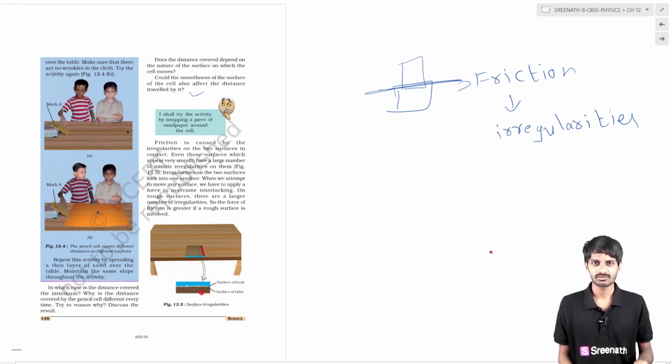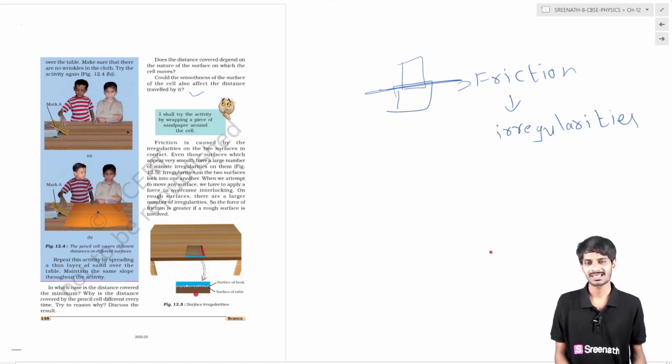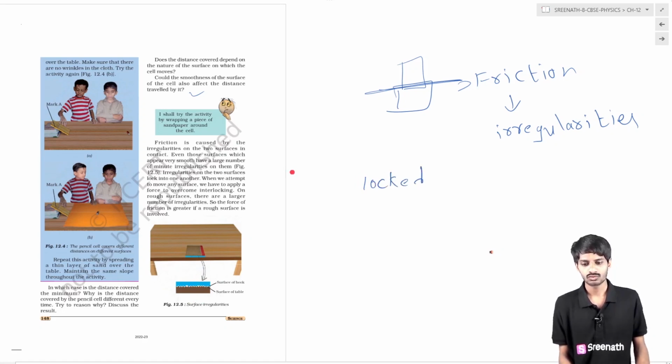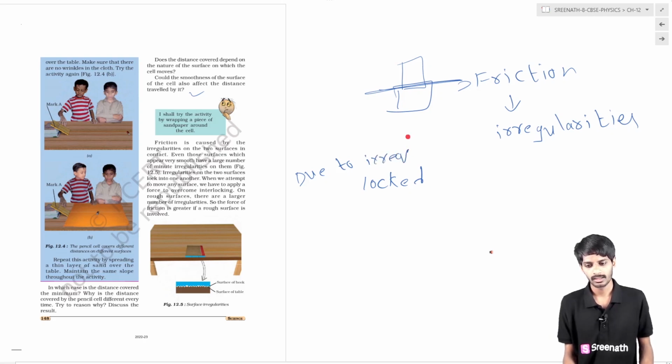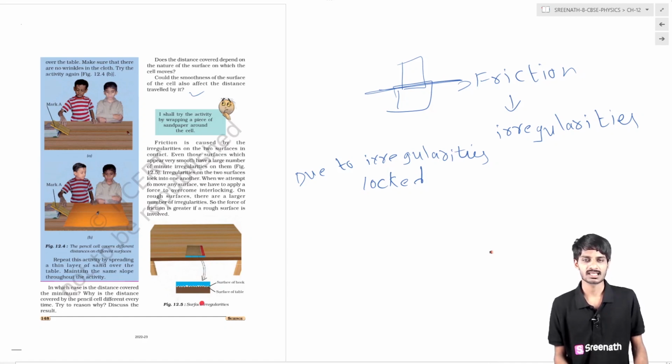Basically, why does friction force act? Due to these irregularities, these two surfaces are locked in. Locked due to irregularities. The two surfaces which are in contact are locked, so we have to apply some force to overcome it, to unlock the two surfaces. That force required to unlock these two irregularly locked surfaces is called the frictional force.